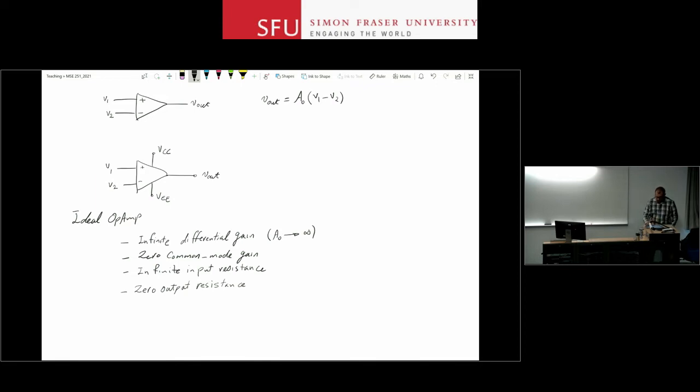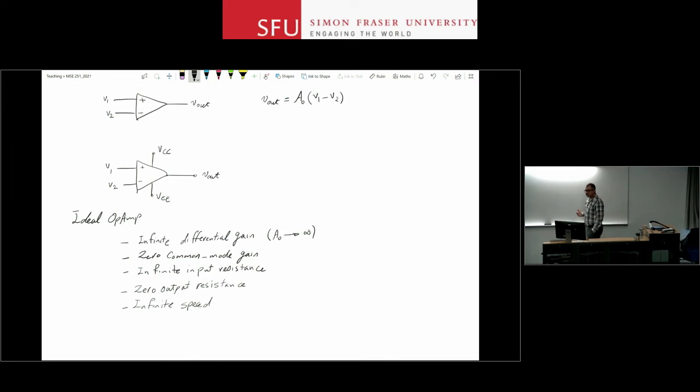And then the final thing about an ideal op-amp is that it has infinite speed. What does that mean? It means that whatever happens at the input, it immediately reacts to it. Right? There is no delay, there is no warm-up time, there is nothing. As soon as some changes happen at the input, the op-amp reacts to it.